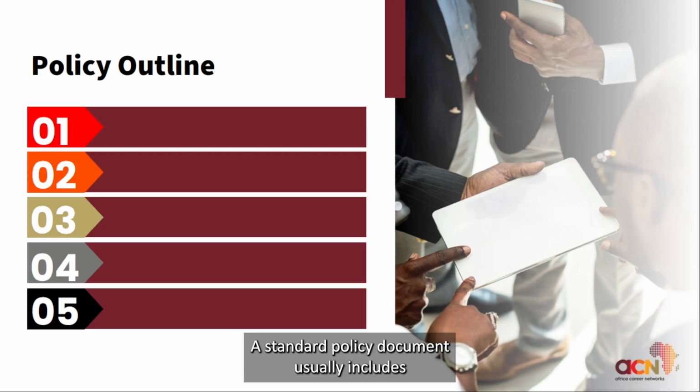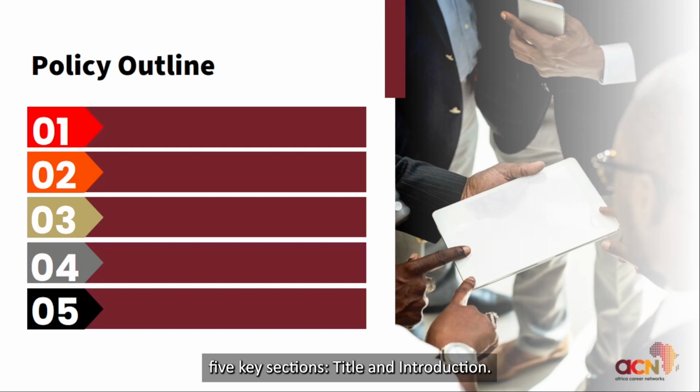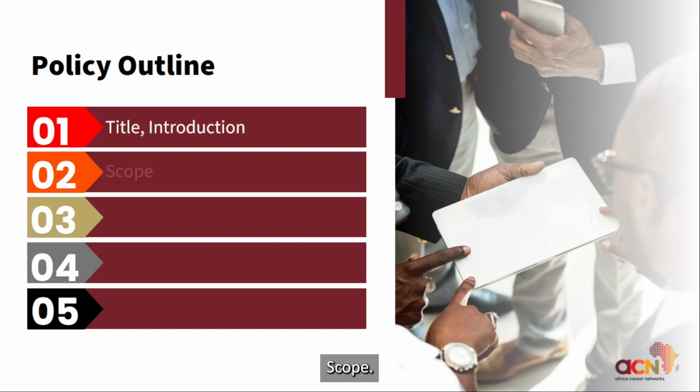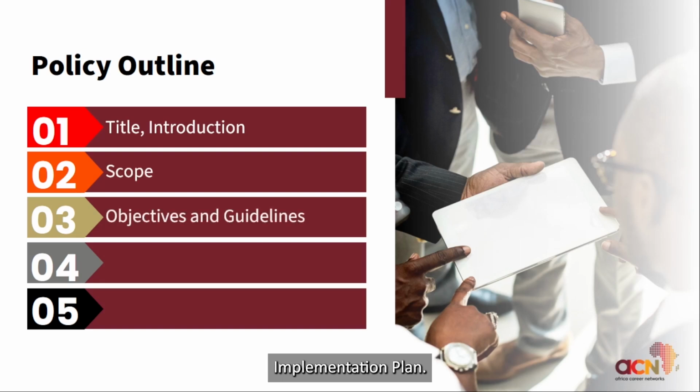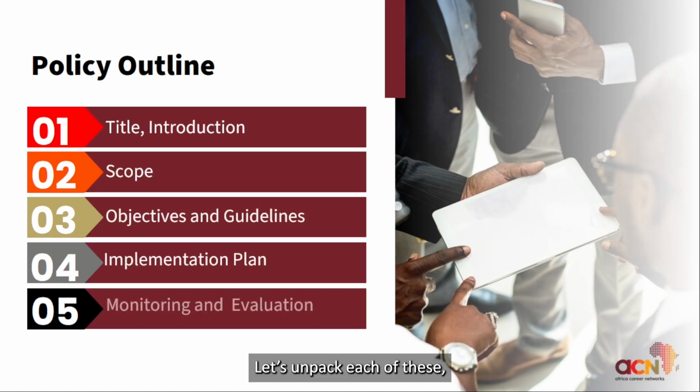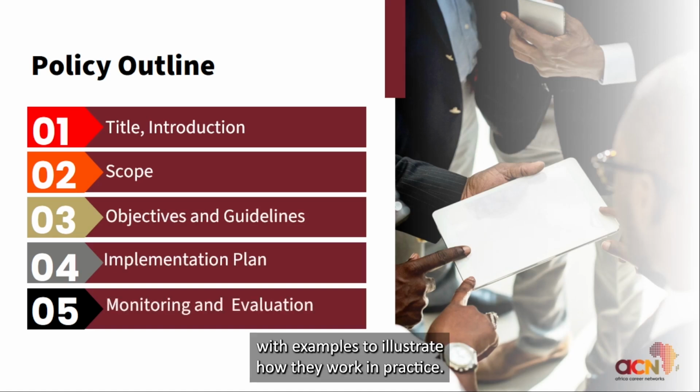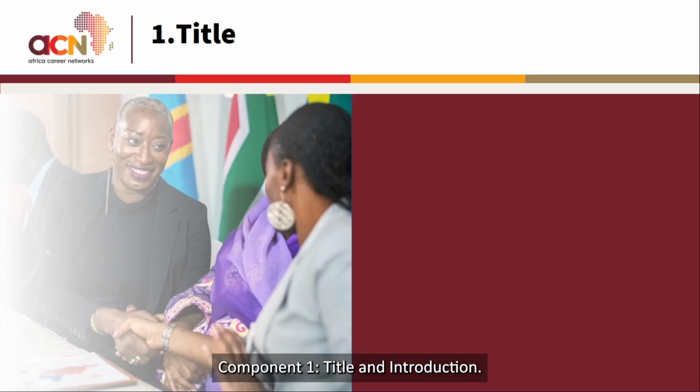A standard policy document usually includes 5 key sections: title and introduction, scope, objectives and guidelines, implementation plan, monitoring and evaluation. Let's unpack each of these with examples to illustrate how they work in practice. Component 1. Title and introduction.